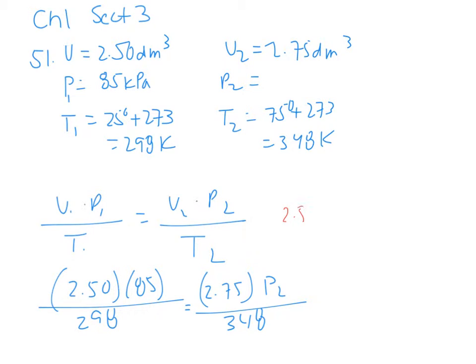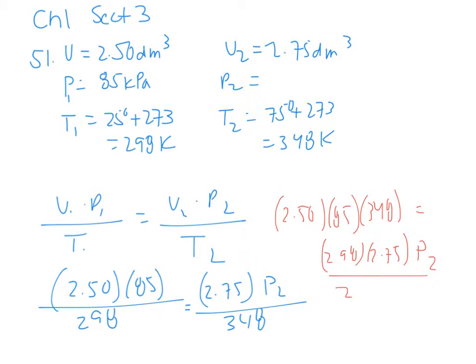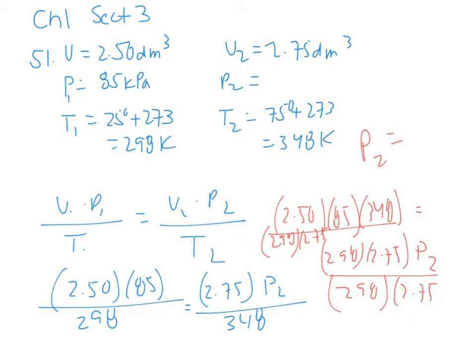So I've got 2.5 times the 85 times the 348 is going to be equal to the 298 times the 2.75 times P2. So I'm going to have to divide both sides by the 298 and the 2.75. So that means I'm dividing up there to 298, 2.75. And so I'm going to come up with P2 being equal to 90.2, or I guess I'm restricted to really 2 sig figs, so 90, and the label would be the same as pressure 1, kilopascals.